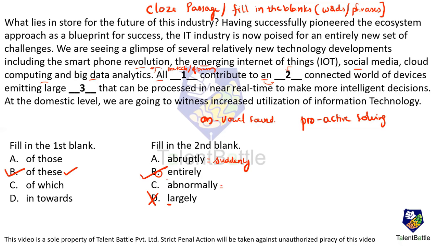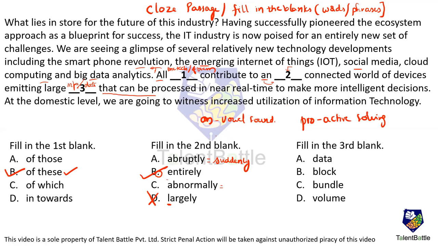Now going with the third one, connected world of devices emitting large dash that can be processed. Now what can be processed, everybody? Information can be processed, right? Emitting large information, or emitting what that can be processed. Basically information or data can be processed, right? So let us look at the options. Exactly whatever we guessed is absolutely fine. So that says emitting large data that can be processed in near real time to make more intelligent decisions. Right, everybody? So B, B, A are the options that you have to select for this question.